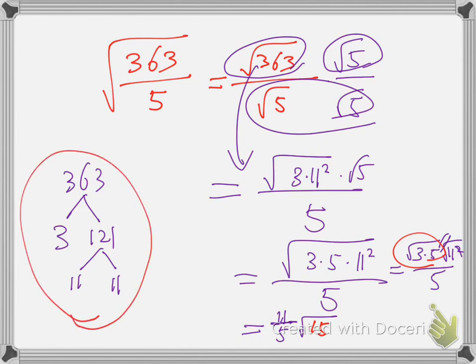And for big numbers, use prime numbers to factor them. Again, the prime numbers are 2, 3, 5, 7, 11, 13, 17, 19, and continue. Okay, so that's it. That's the second lecture about radicals.